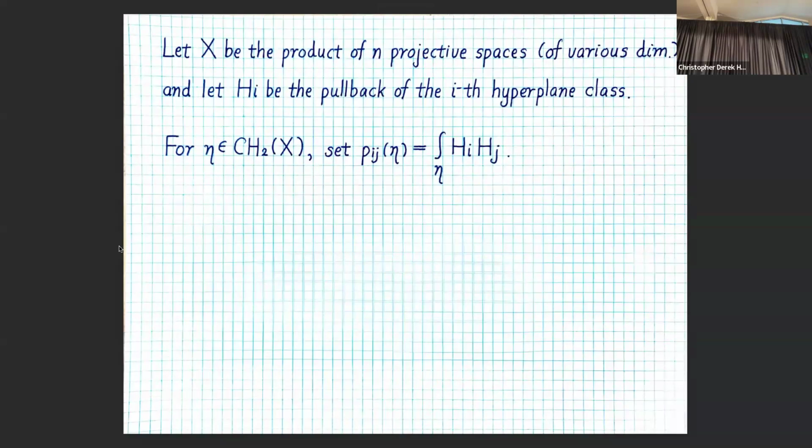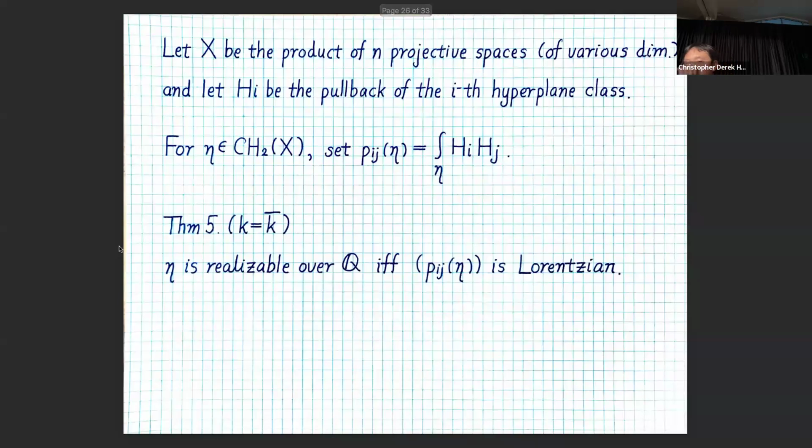And for every homology class, or element of the Chow group of X, 2-dimensional, you turn it into a symmetric matrix by pairing with H_i and H_j. So in this way, you turn a homology class into a symmetric matrix P_ij. And the theorem in this setup is that the class is realizable over Q if this matrix P_ij is a Lorentzian matrix.